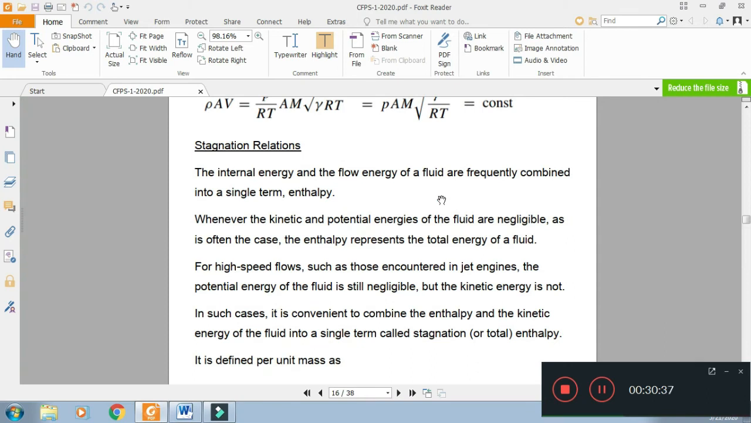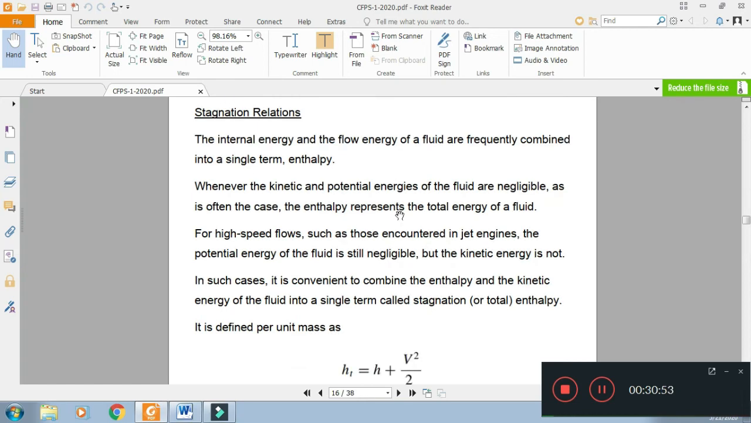Similarly, for the isentropic flow and other types of flows, we are interested in writing the quantities in terms of stagnation quantities. For the problems in which the kinetic and potential energy changes are negligible, the enthalpy represents the total energy of a fluid.